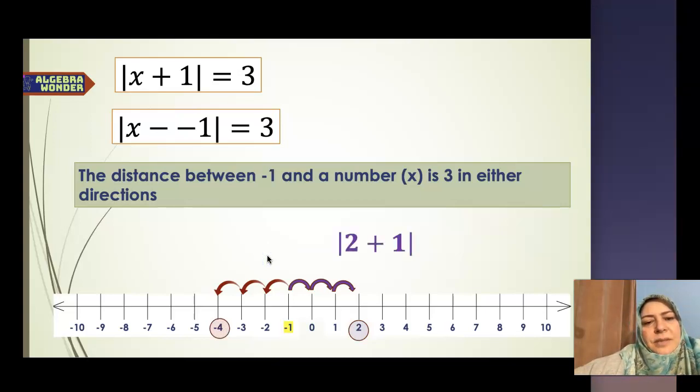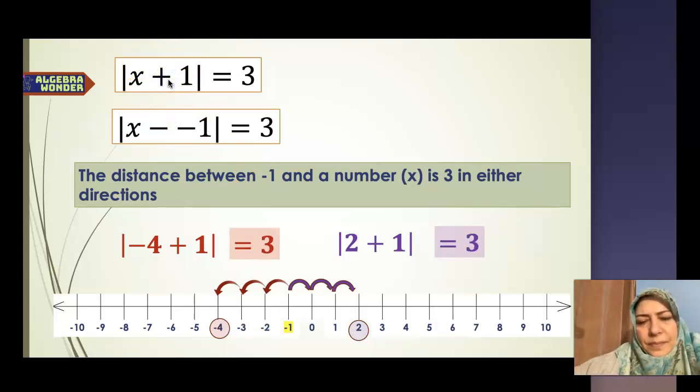Can you check that? Substitute. 2 plus 1 is 3. Absolute value of 3 is 3. Yep, it's correct. What about negative 4? Negative 4 plus 1 is negative 3. Absolute value of negative 3 is 3. Here we go. Do we have to graph the number line every time? No, we don't need to do that.